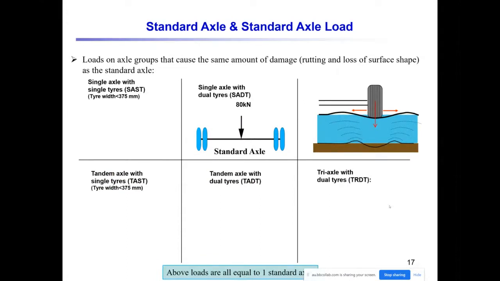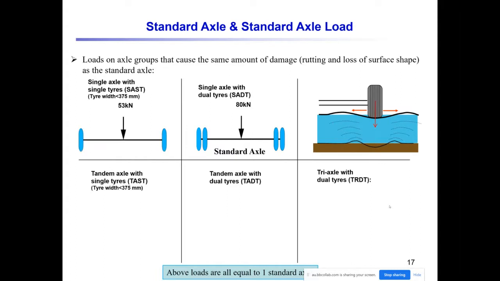But the question is, what if we have different types of axles? They are not all single axle dual tire. They conducted some tests in order to see what the effects of different types of axle are. What is the damage from each axle?